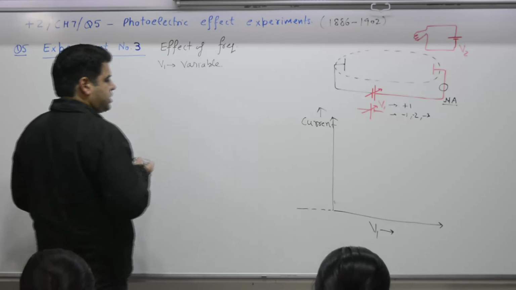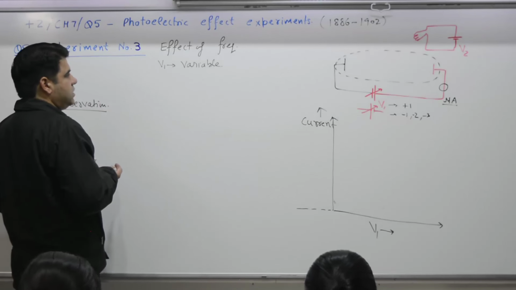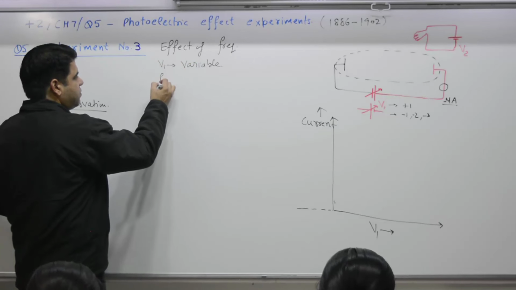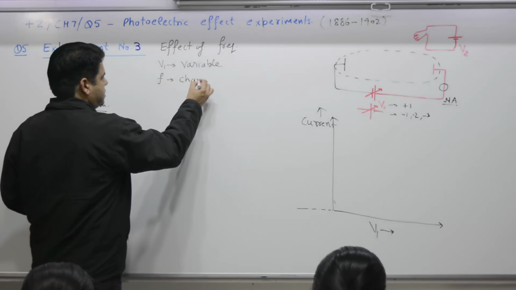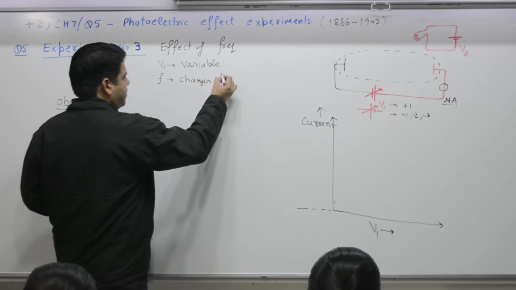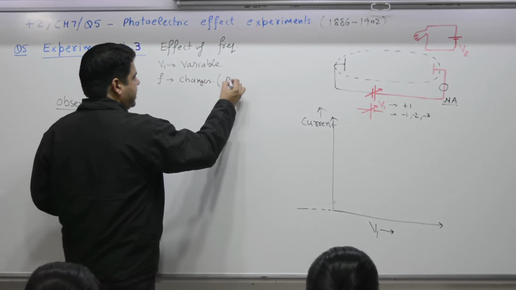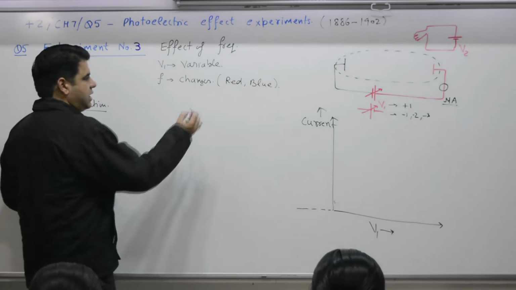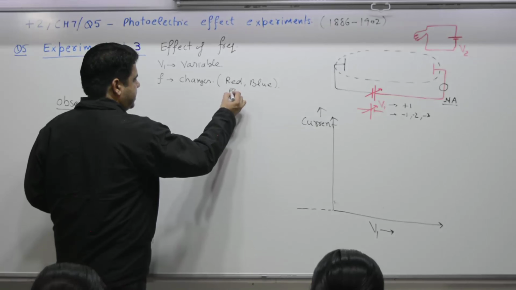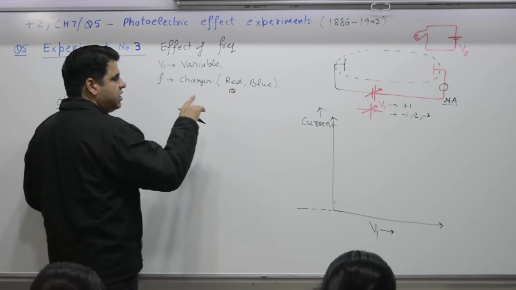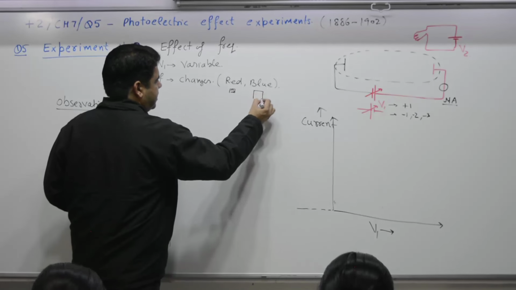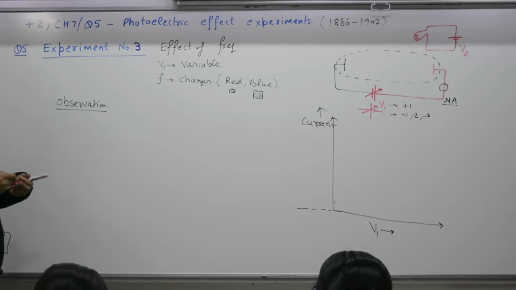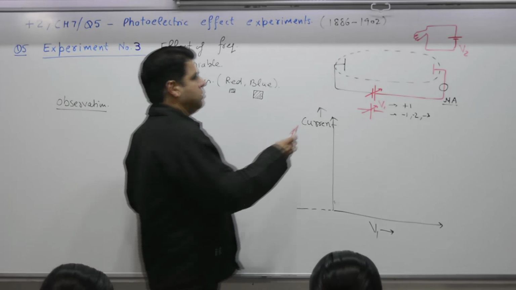We'll first perform this experiment with one bulb. When you say change, the effect of change of frequency. We will perform this with, say, a red color, then with the blue color. A red color packet is a small packet, high wavelength, low frequency. Blue color packet is a low wavelength and a high frequency. So, we first perform this with the red bulb.